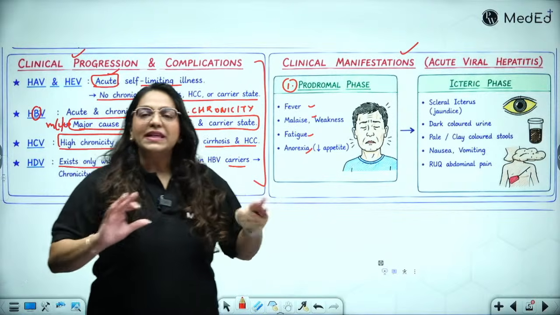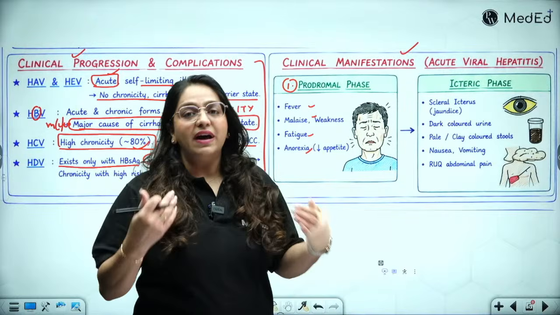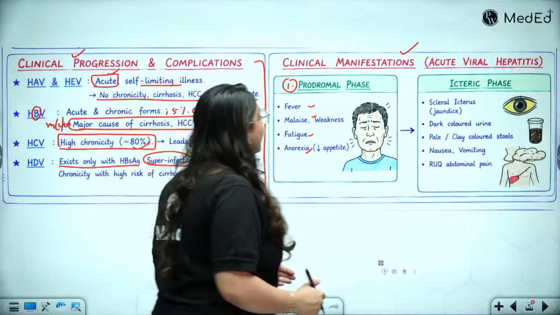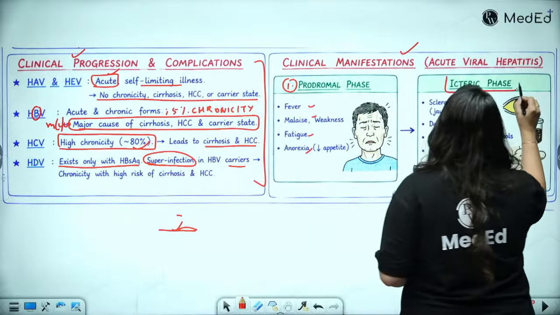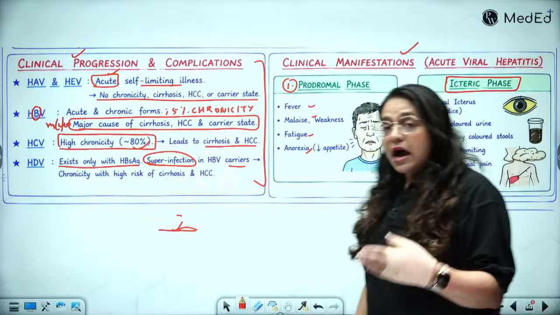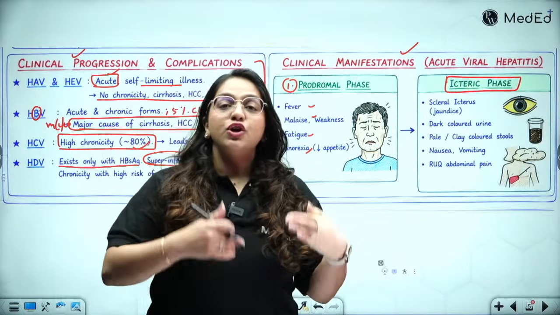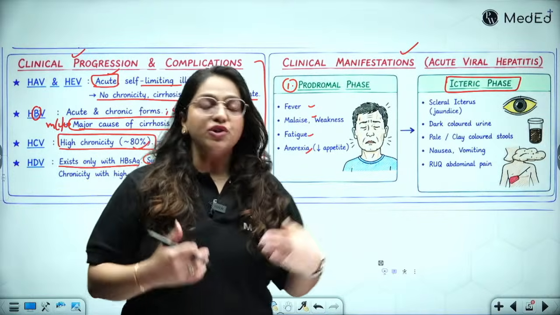Cachexia. Simply that, because that is the nature of all the viruses. This is what the viruses do to us. All right. Then we have the icteric phase. Now, icterus or jaundice has started. Now the liver is getting damaged, and you're seeing those signs. You're seeing the signs of liver damage now.